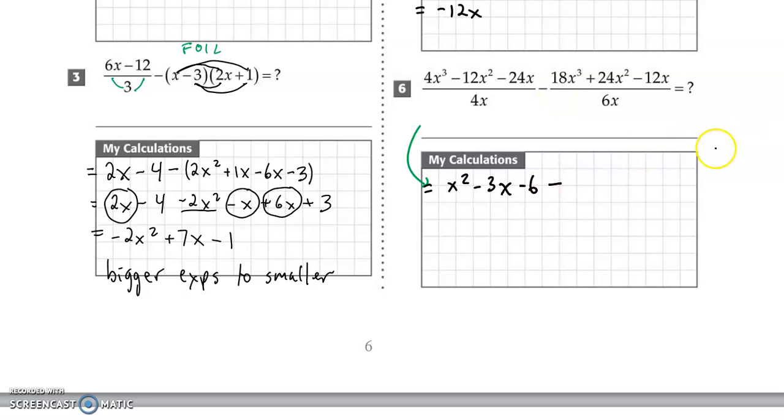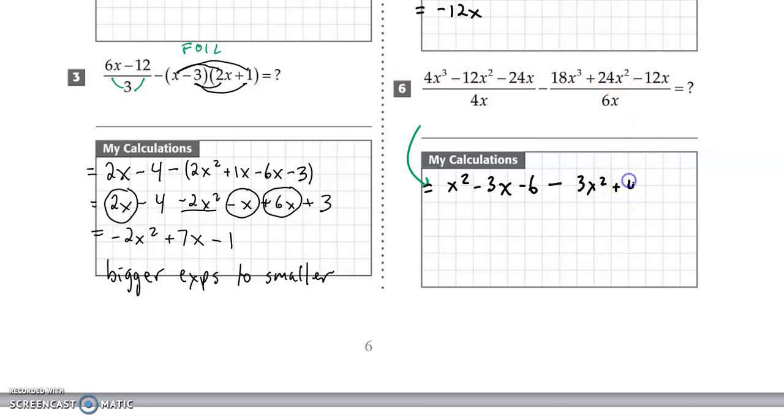Now this next 3 terms, and here's where some of you guys might be brave enough to try the following. 18x cubed divided by 6x is going to be 3x squared. The 24x squared divided by the 6x is going to be a 6.